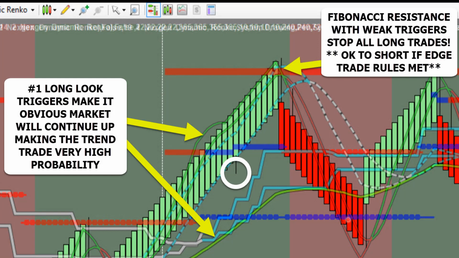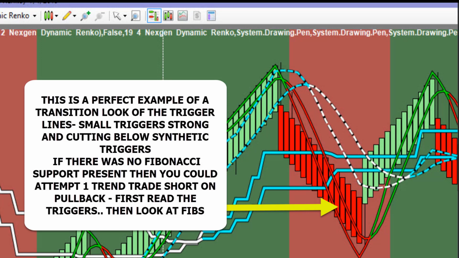So again, it's very simple. You can trend trade when it looks like this. You can edge trade or go counter trend trade short when it looks like that. Let's do some more trigger line reading and work, and you'll see how simple this is. Perfect example of a transition trigger. Look at your triggers getting below the synthetic triggers. Nice and easy. You're going to go short, right?